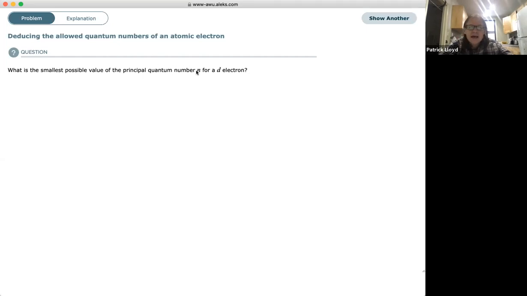For a D electron. I misread this question. What is the smallest possible value of the principal quantum number? So what's the smallest value N can be for a D electron? Ooh, okay, well, that's an interesting question.